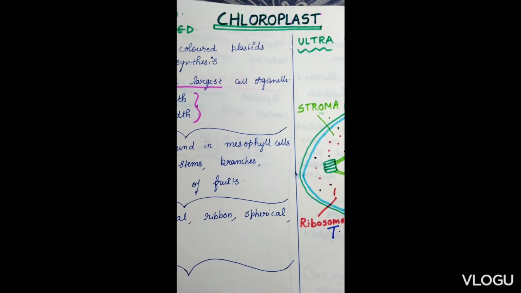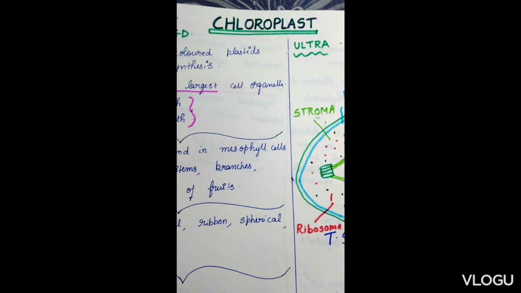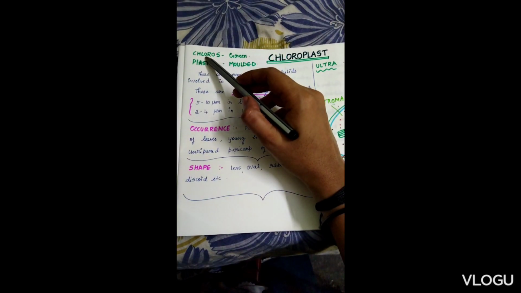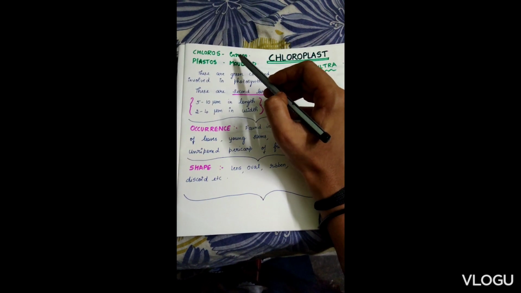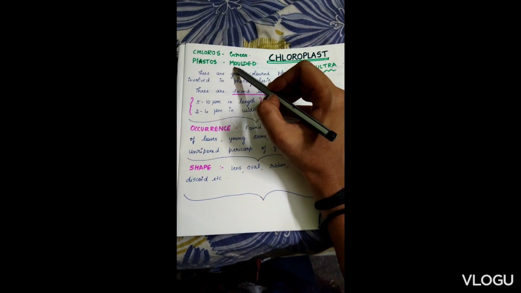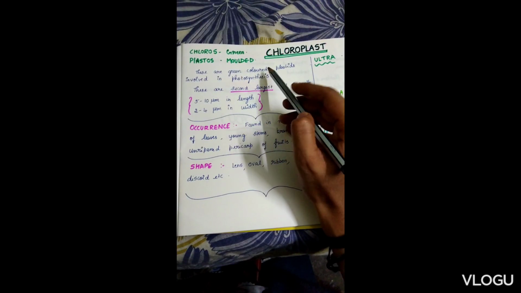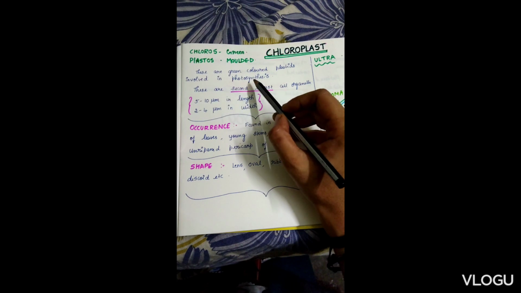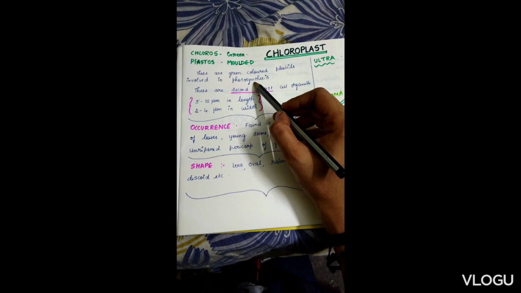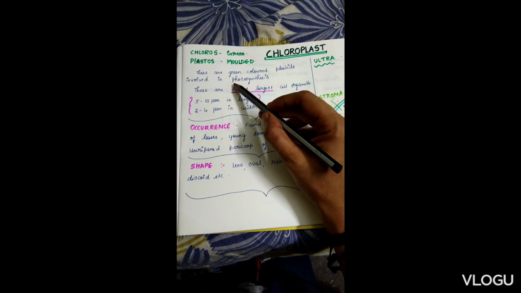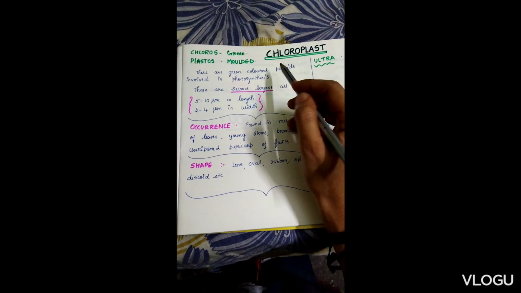Hello friends, today we are going to study about the structure of chloroplast. Chloroplast: in that, chloros means green color, and plastos means molded. These are green colored plastids involved in photosynthesis. Chloroplast is the structure which is involved in photosynthesis, that is preparation of food or organic compounds in the plants.